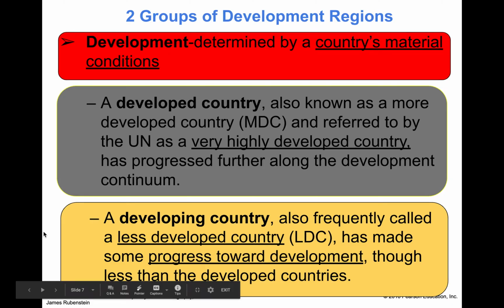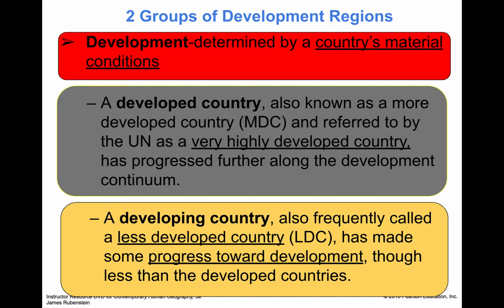When we classify countries, development is the process of improving the condition of people through diffusion of knowledge and technology. The 2 groups that the United Nations creates for the development of countries are on a continuum. Those that are developed countries are MDCs, or the acronym MDCs. That means they're very highly developed countries within this spectrum or this continuum.